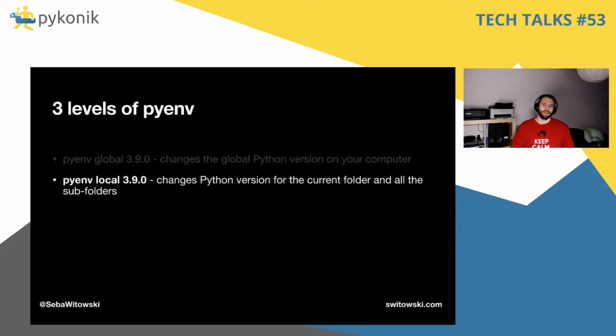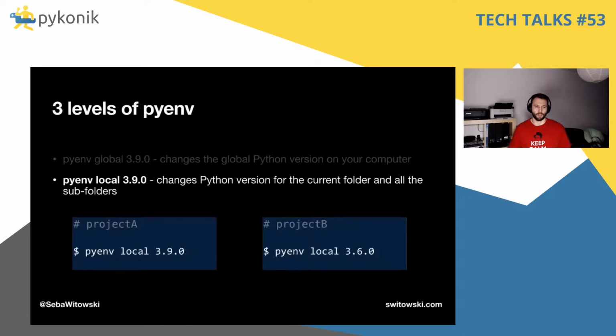Pyenv local will set a specific Python version for the current folder and all the subfolders. You would commonly use this command if you're working on different projects and each of them is using a different Python version. For example, let's say you have 2 projects, project A that is using Python 3.9 and project B that is using Python 3.6. Instead of changing the global Python version back and forth, you can just call pyenv local 3.9 in one folder and pyenv local 3.6 in another folder, and you are all set. Pyenv will automatically change the Python version when you go inside either of those folders.